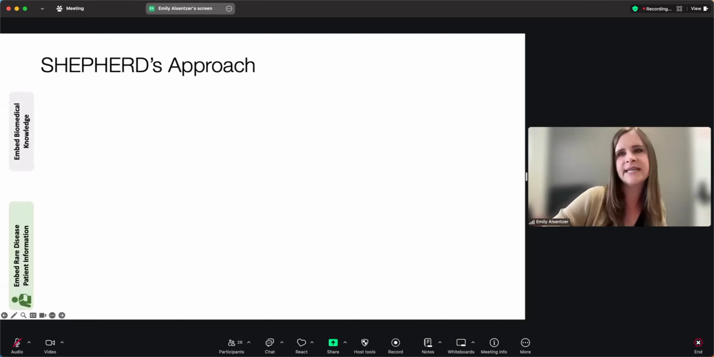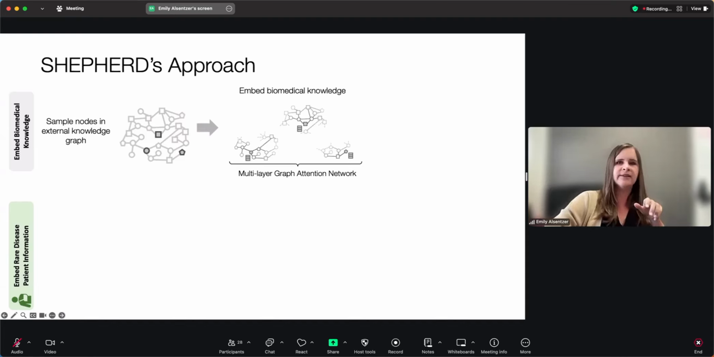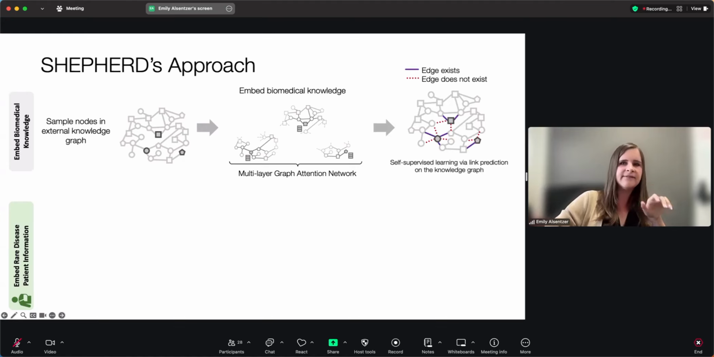So Shepherd is trained in a two-step process. First, the model is pre-trained to embed all of that biomedical knowledge in the knowledge graph. During the pre-training process, you randomly sample nodes from the graph in each batch. You pass these nodes through multiple layers of a graph neural network to generate embeddings for each node. And then the pre-training is simply a self-supervised approach to predict whether an edge exists in the knowledge graph or not. And then after we've done this pre-training of the model, we then apply that model to our actual multifaceted rare disease diagnosis task.